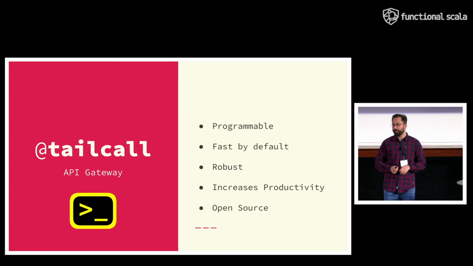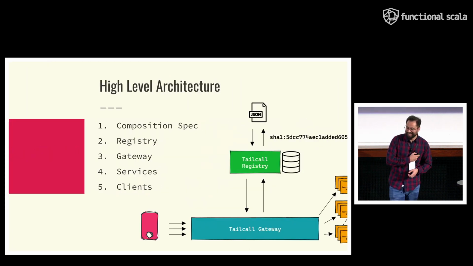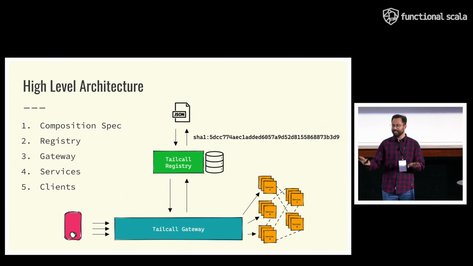So at Tailcall, we are building a modern API gateway that's programmable. It's fast by default. It's extremely robust. Its robustness is not a concern that a developer needs to worry about anymore. It dramatically increases the productivity of the dev, and it's open source. So how does it work? Glad you asked. The high-level architecture looks like this.